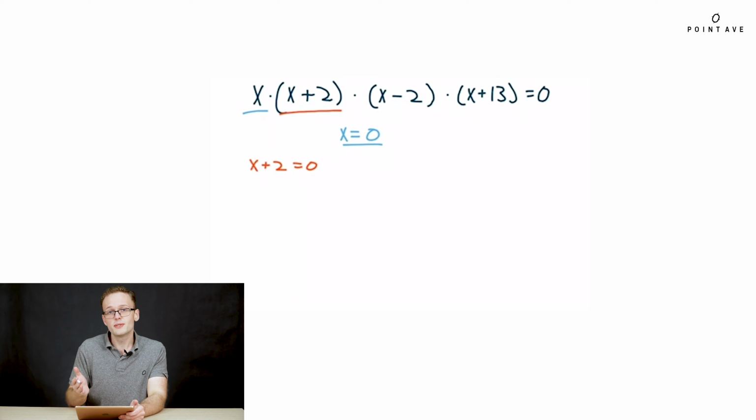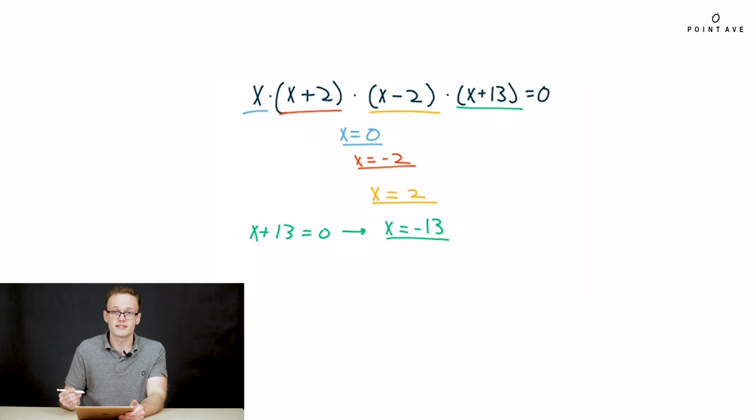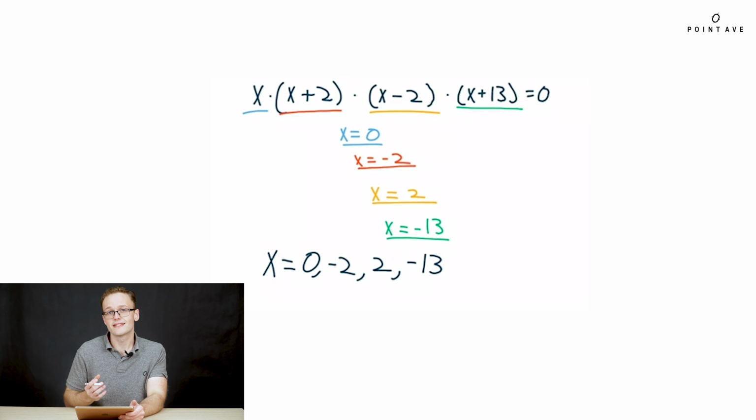Now the next one, x plus 2 equals 0, gives us an equation that we can then solve for the actual value of x that makes that factor equal to 0. It might sound complicated, but it's simple, and we solve that x equals negative 2 for the solution corresponding to this factor. And we can do that for the next 2 factors. x minus 2 equals 0 gives us x equals positive 2. And then lastly, x plus 13 equals 0 gives us x equals minus 13. Putting those 4 solutions together, our final solution is that x equals 0, negative 2, 2, or minus 13, and that will be our final answer.